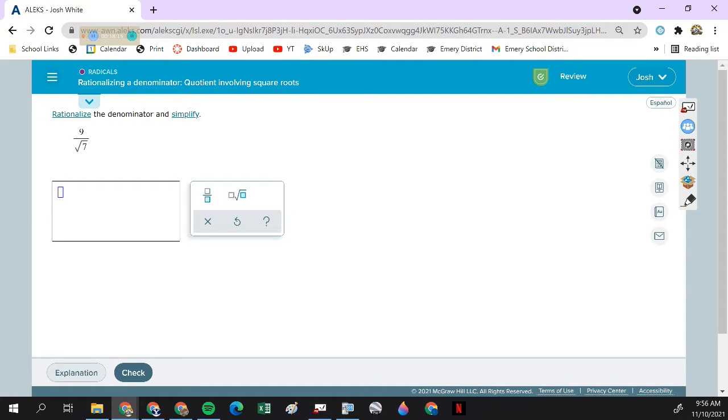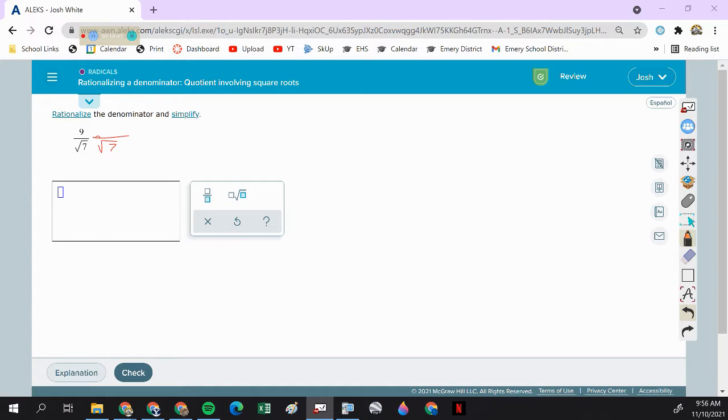So here's how you get square roots out of the denominator. Now we call this rationalizing the denominator. So irrational numbers, square roots are irrational numbers. So we want to get rid of the irrational denominator. And the way to do it is multiply the bottom by itself.